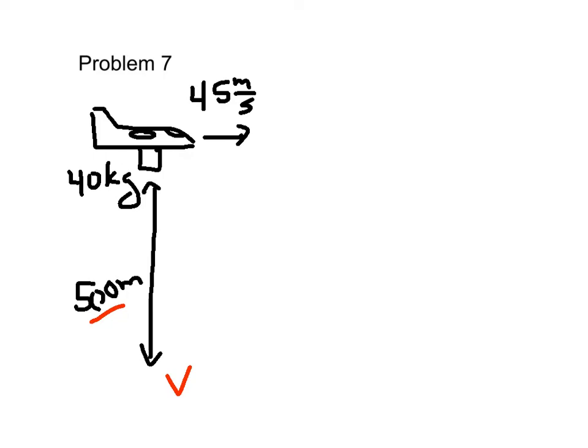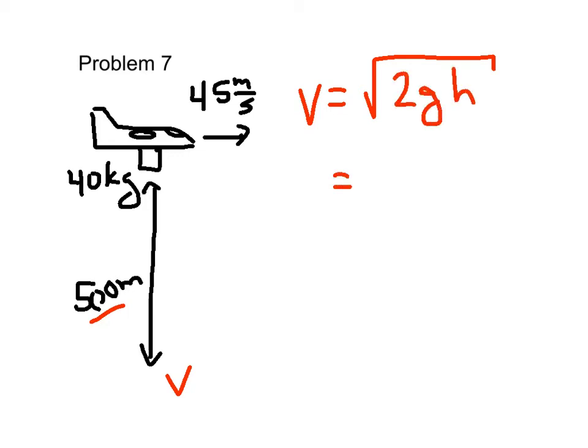So if we go back to the equation that I had identified on the last slide, we should be able to figure out, in terms of the potential to kinetic energy transfer, how fast it's going based on this equation. So in the vertical direction, the velocity should be the square root of twice the acceleration due to gravity, 9.8 meters per second squared, times the height of 500 meters.